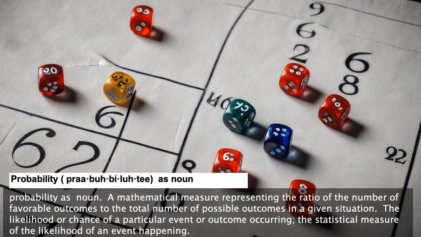Probability as noun. A mathematical measure representing the ratio of the number of favorable outcomes to the total number of possible outcomes in a given situation. The likelihood or chance of a particular event or outcome occurring. The statistical measure of the likelihood of an event happening.